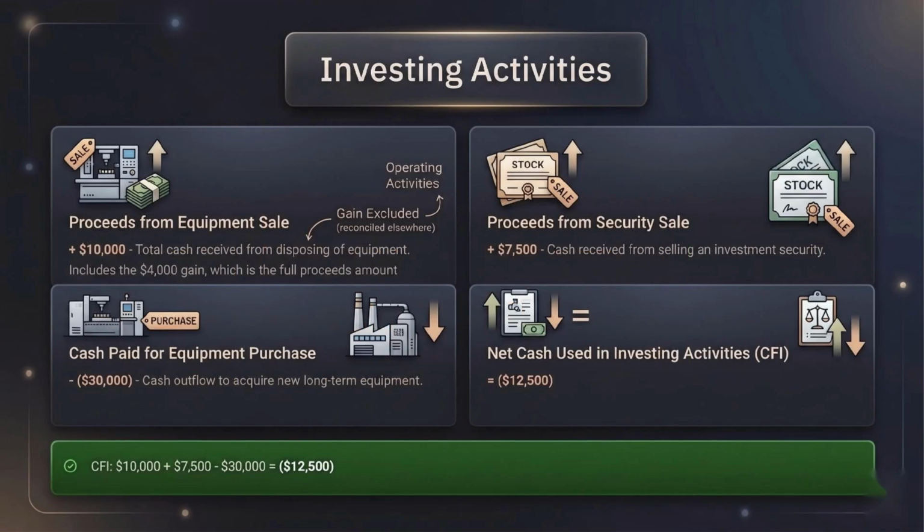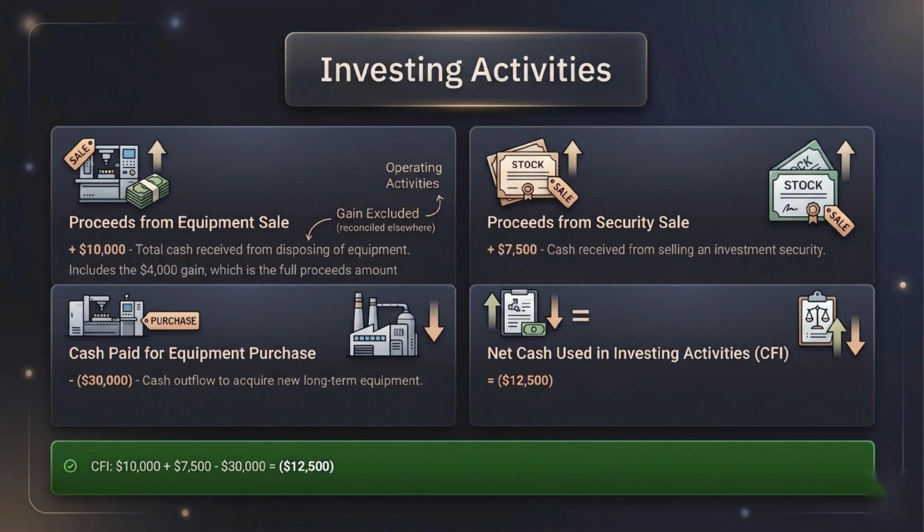Now we classify investing activities. Riverstone received $10,000 from the equipment sale. It also received $7,500 from selling an investment security. It paid $30,000 to purchase equipment. So net cash used in investing activities is $12,500.